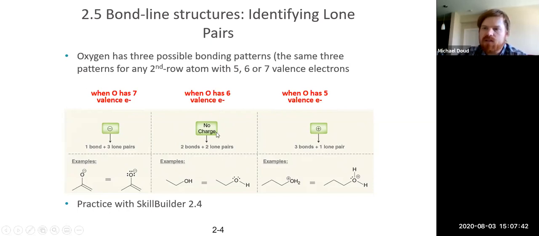When it has 6 valence electrons, that's neutral. So that's 2 bonds plus 2 lone pairs usually. And then finally, if it has 5 valence electrons, that's 3 bonds plus 1 lone pair. That's going to be when you have a positive formal charge. So here, that's this OH2. This oxygen has 2 bonds to H and then 1 bond to carbon. That's 3 total bonds. It's only going to have 1 lone pair, and it's going to be positively formal charged. So again, you can keep up with these in your book. These are in Skill Builders 2.4. We're going to have one sample exercise as well that covers all of these here at the end. But let's look at the patterns for the next ones as well.